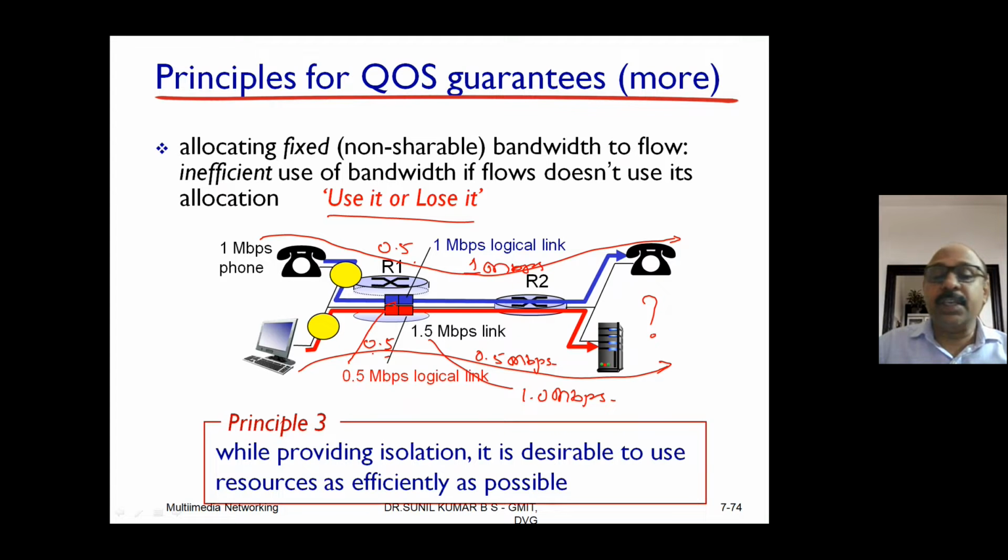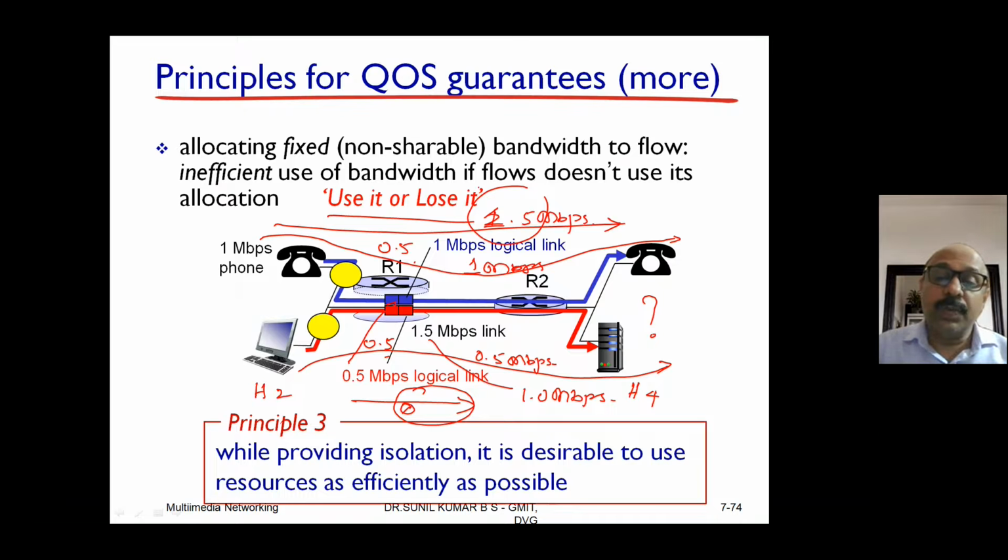Suppose in the next minute, let us assume that H2 is not transmitting any data to H4. The bandwidth being consumed is 0. Whereas here it is sending data at the rate of 1.5 Mbps. So what is the problem? It is restricted to 1 Mbps. This still has 0.5 Mbps, but it is not transmitting any data. So now what could be done?